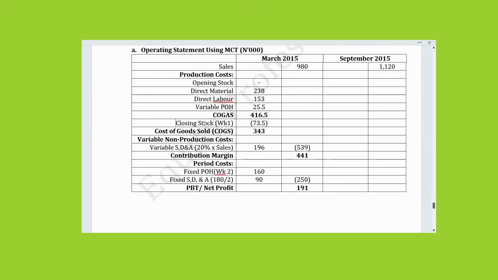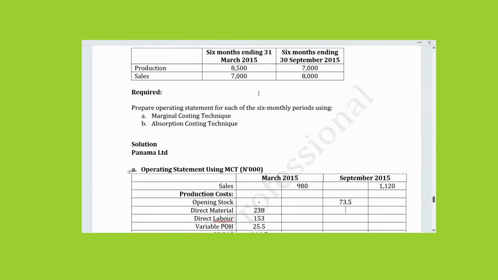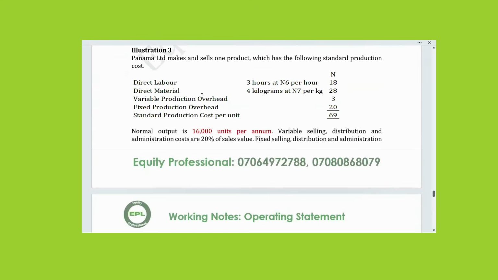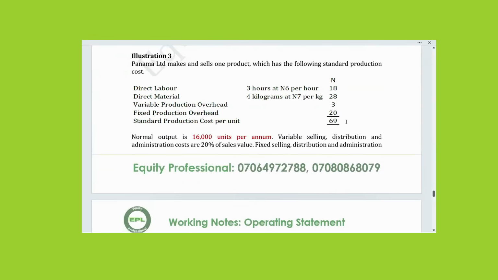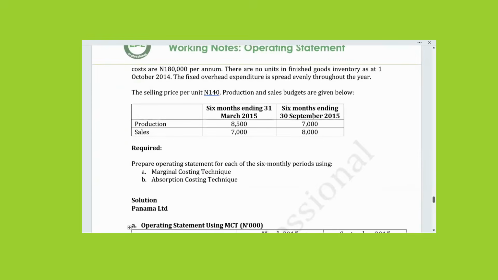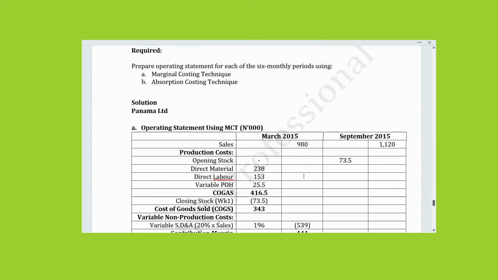So the closing stock in March will become opening stock at the beginning of April, the 1st of April. Therefore, here will be 73.5. Then direct material. According to the question, direct material cost per unit is 28 naira. So 28 multiplied by units produced, 7,000. 28 multiplied by 7,000, what do you have? 196,000.